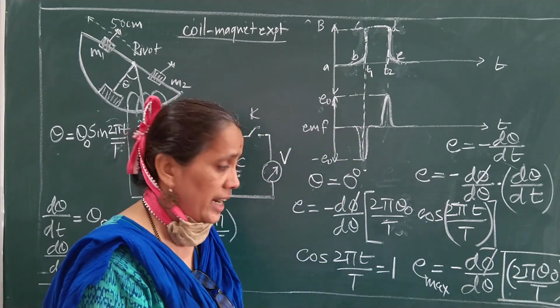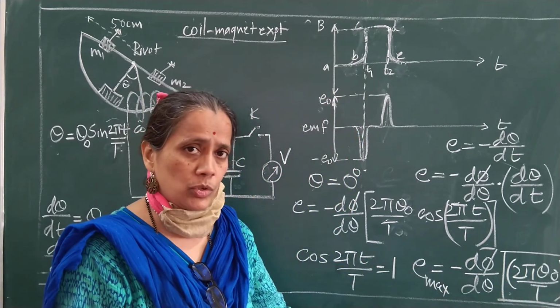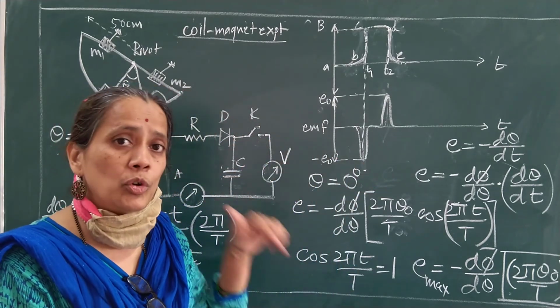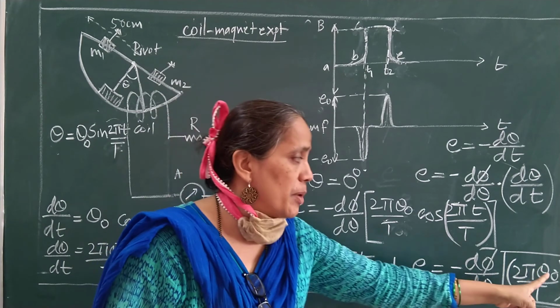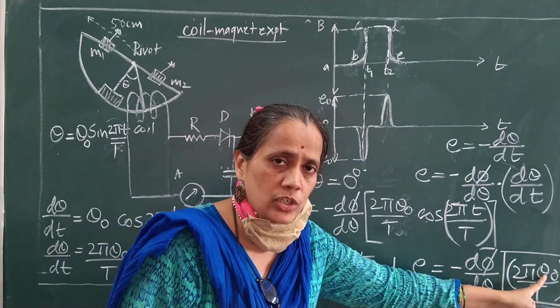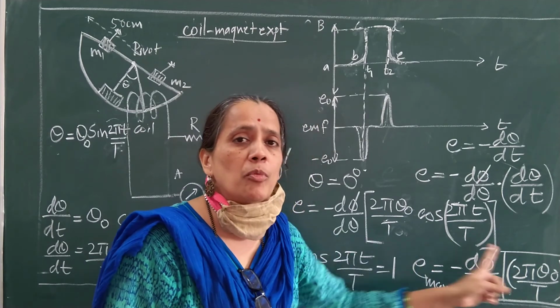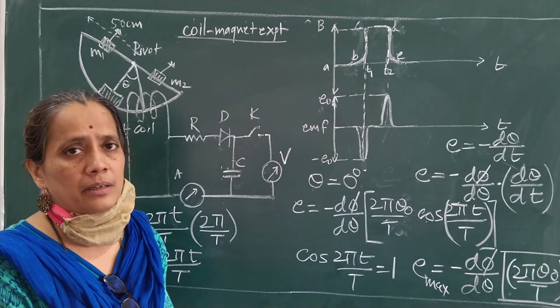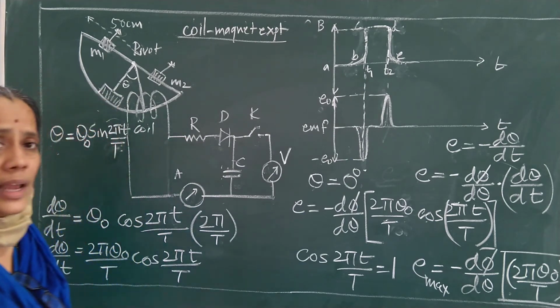Which means I can say that the EMF induced inside this stationary coil due to the moving magnet is directly proportional to theta 0, that is the amplitude of oscillation, and inversely proportional to the time period. So this is nothing but your coil and magnet.